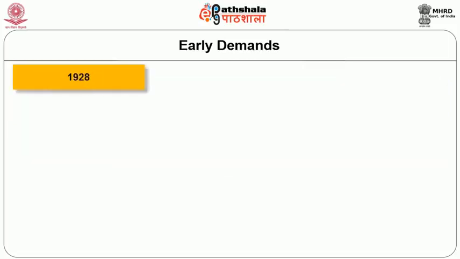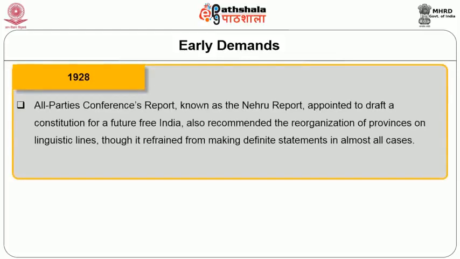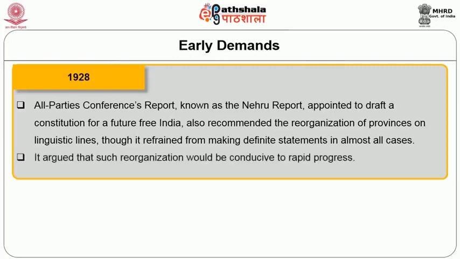Later in 1928, the All Parties Conference's report, known as the Nehru Report, appointed to draft a constitution for future free India, also recommended the reorganization of provinces on linguistic lines, though it refrained from making a definitive statement in almost all cases. It argued that such reorganization would be conducive to the rapid progress of colonial India, as well as, when India would become independent, it would also help in nation building.